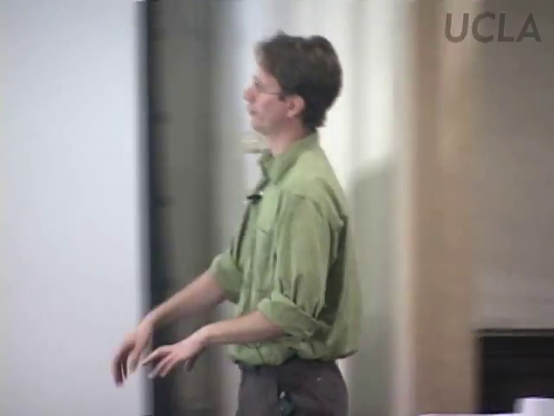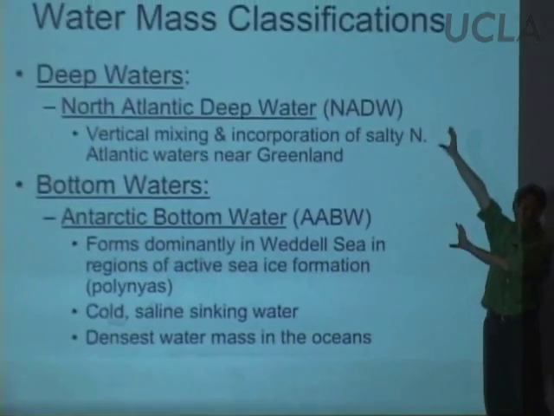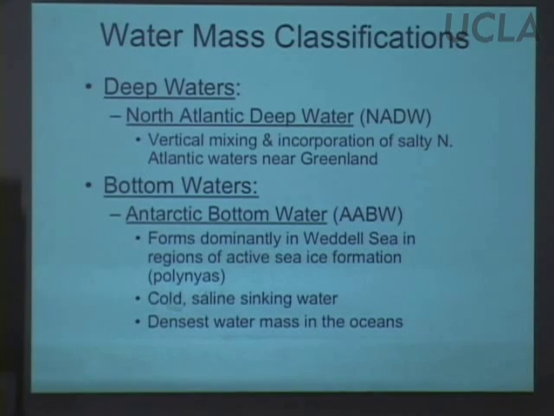Okay, so why do we even bother making these names, right? It's deep water, it's all cold. Salinity's not actually that different, although we'll be able to see the difference. So how do we sort of fingerprint where water is coming from? How do we tell the difference between North Atlantic deep water and some other kind of water?